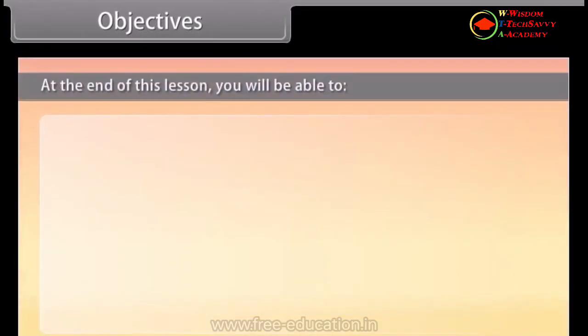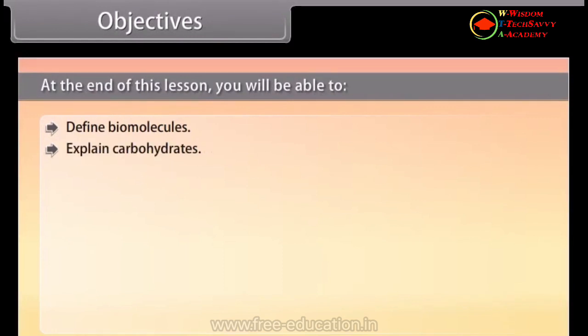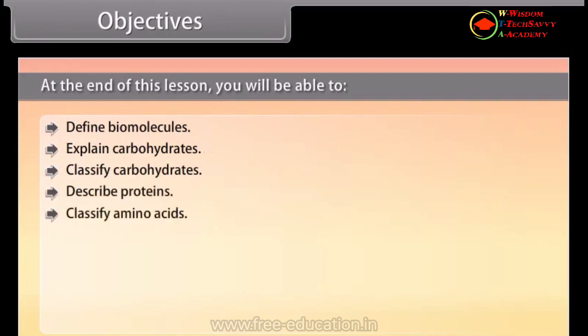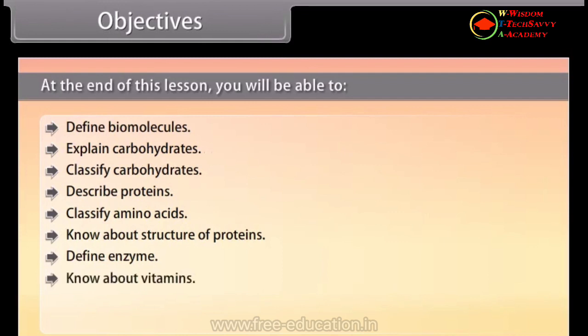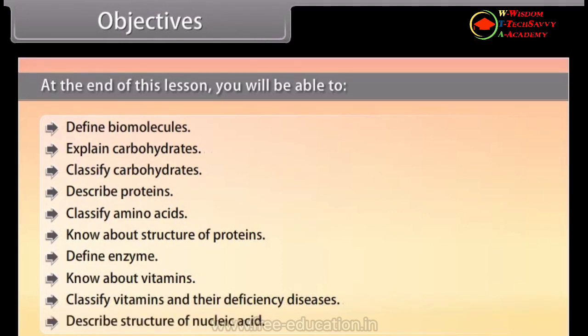Objectives. At the end of this lesson, you will be able to define biomolecules, explain carbohydrates, classify carbohydrates, describe proteins, classify amino acids, know about structure of proteins, define enzyme, know about vitamins, classify vitamins and their deficiency diseases, and describe structure of nucleic acid.